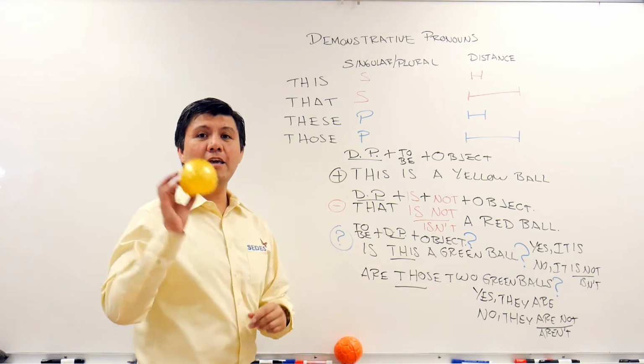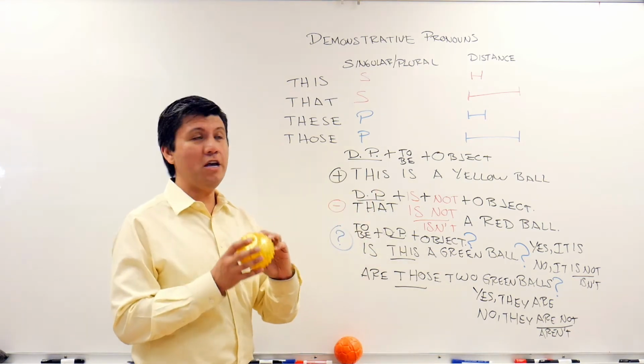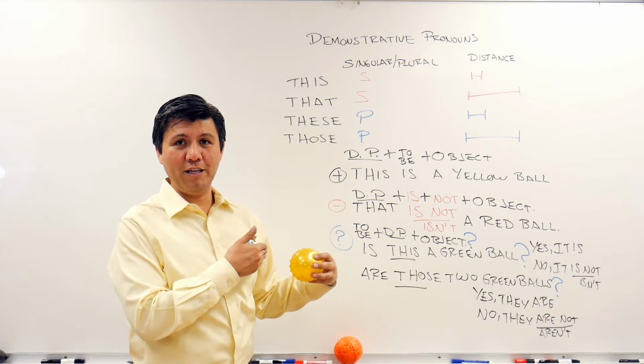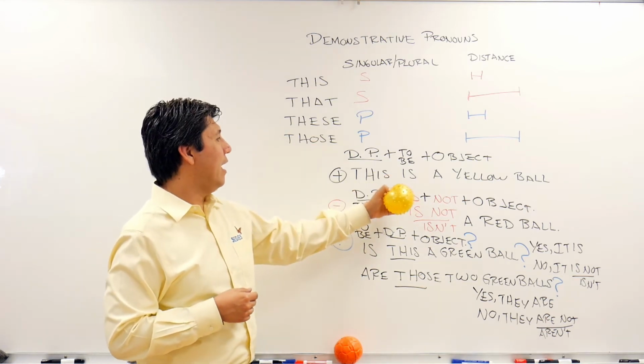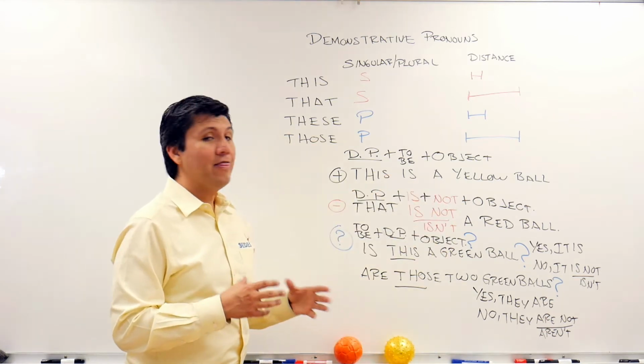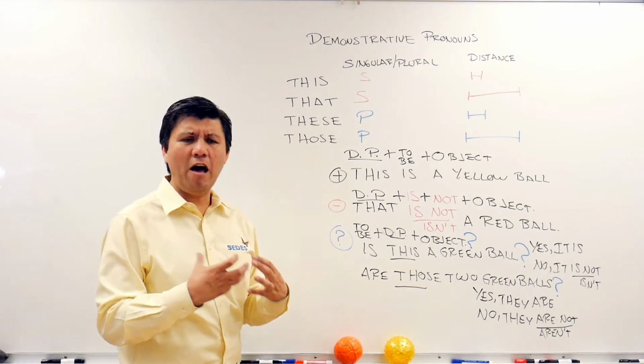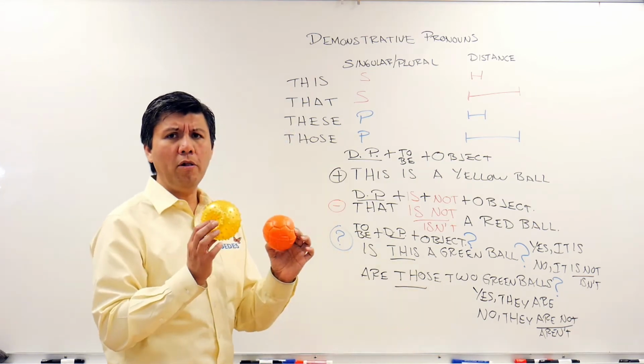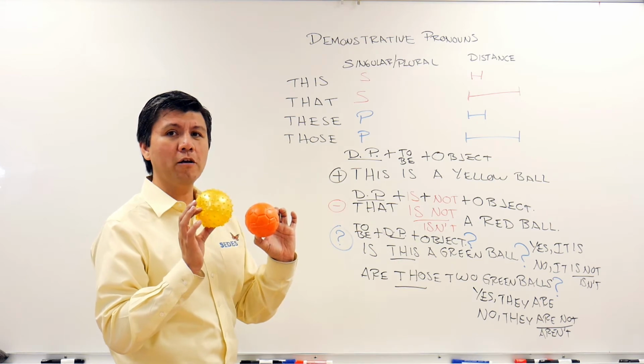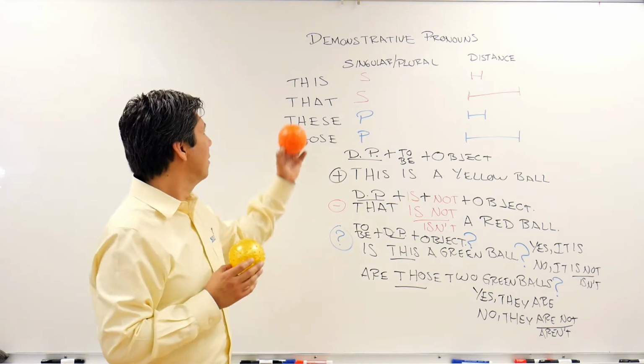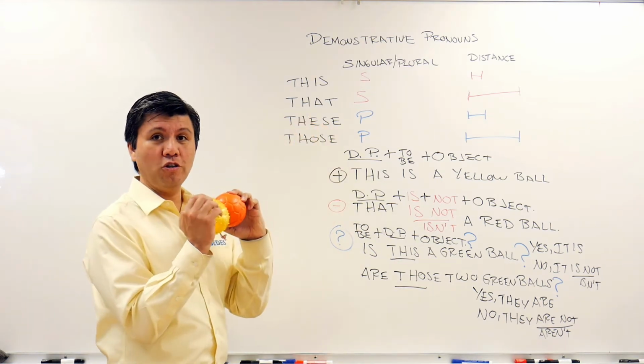This is a yellow ball. This, singular and short distance. So this is a yellow ball. And that is a positive example. That's an affirmation. If I want to do it plural, I would say these are 2 balls. These, plural and short distance.